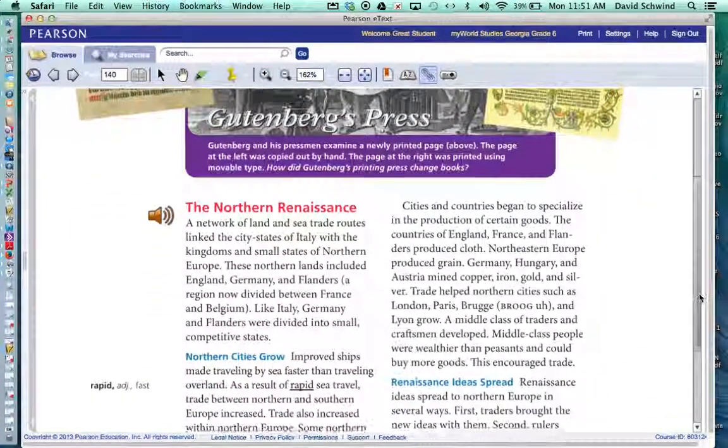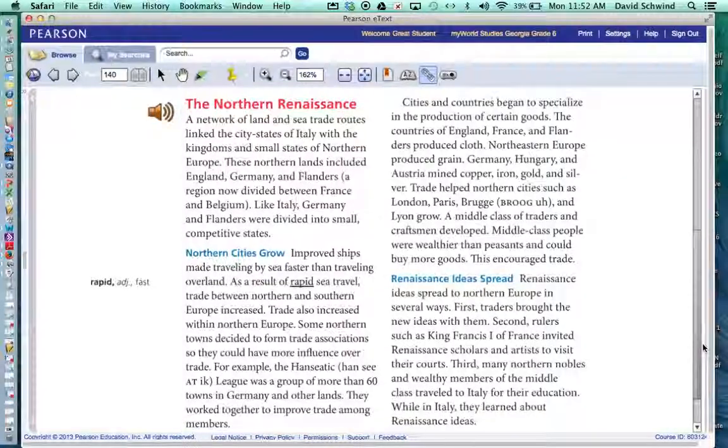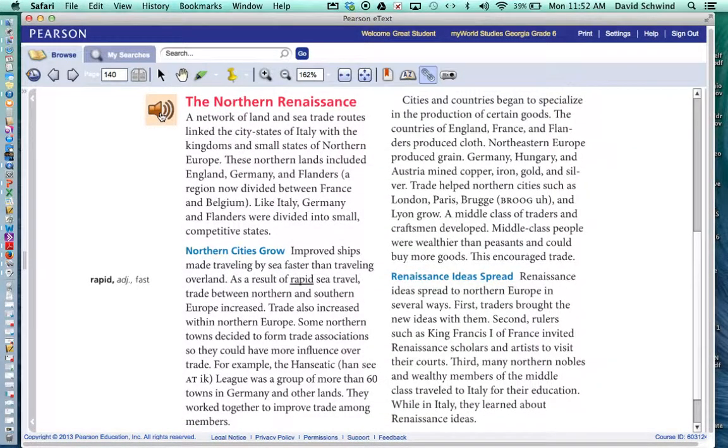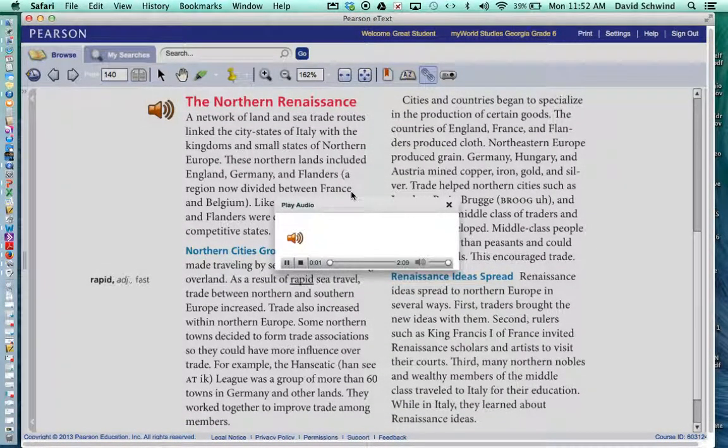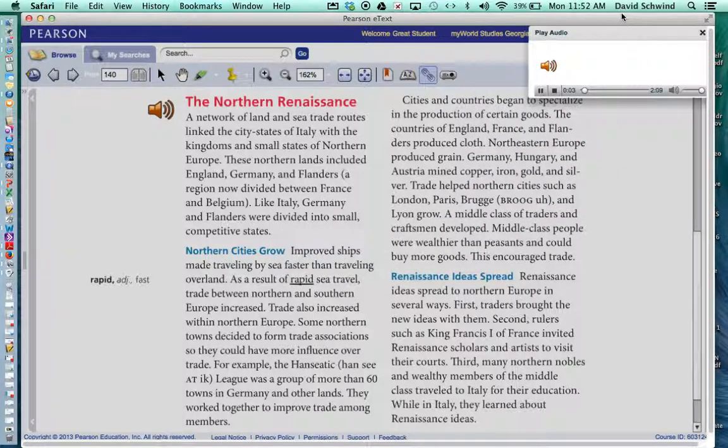Let's hear about the Northern Renaissance. The Northern Renaissance. A network of land and sea trade routes linked the city-states of Italy with the kingdoms and small states of Northern Europe. These northern lands included England, Germany, and Flanders, a region now divided between France and Belgium. Like Italy, Germany and Flanders were divided into small, competitive states.